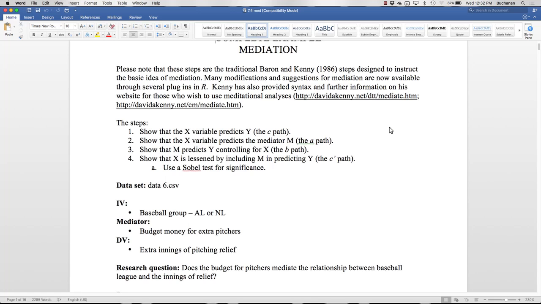So if it's negative, C prime should be closer to 0. I did that backwards. C should be bigger than C prime. So essentially what happens is it's all about these two paths being different, but the way we test that is by testing A and B.